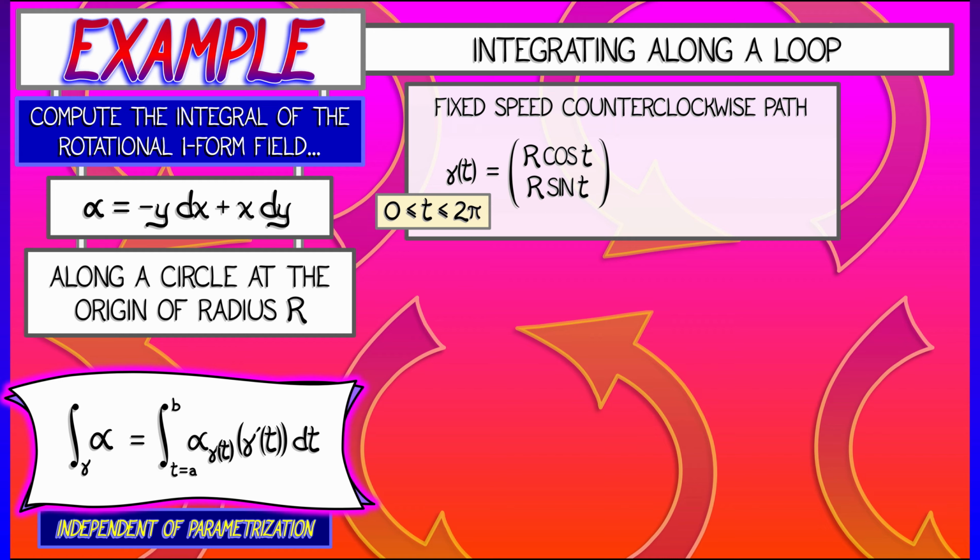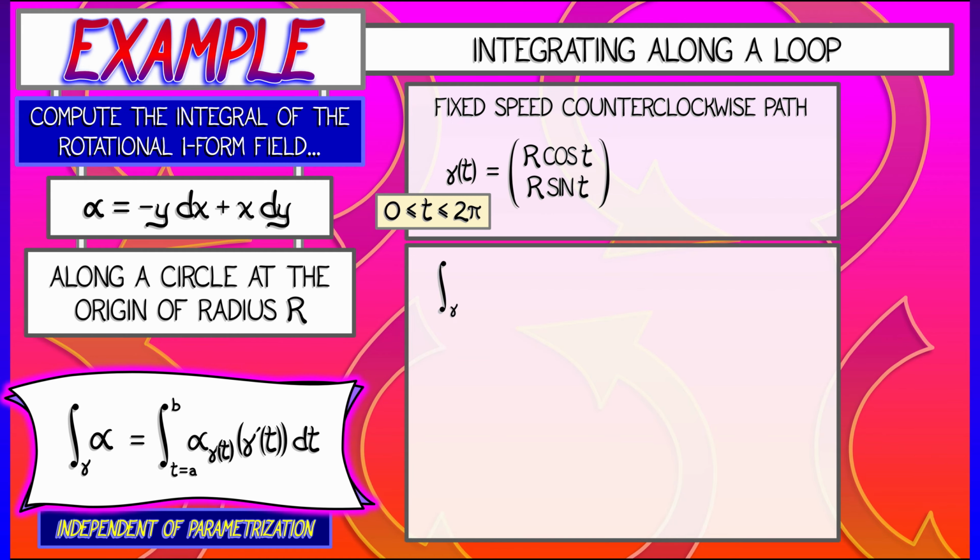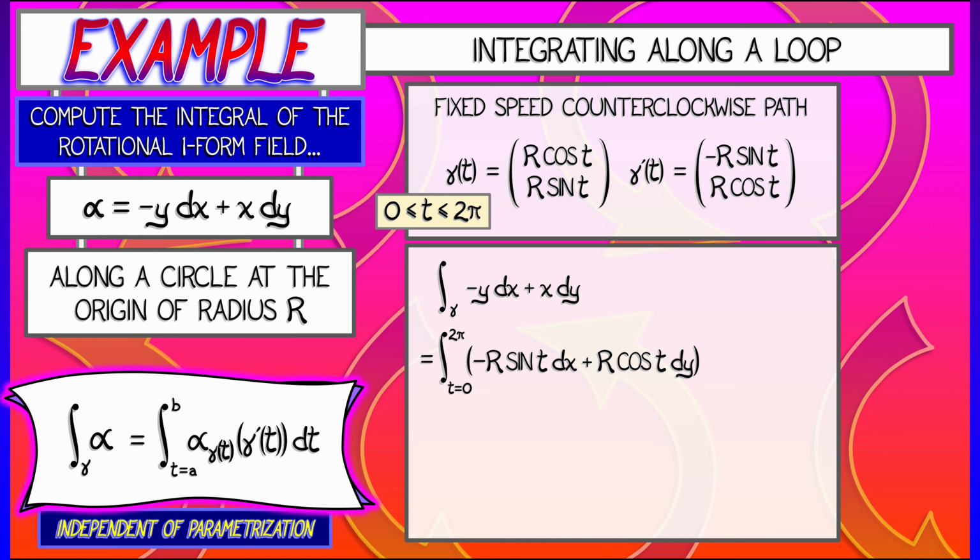Now, what do we need to do? We need to integrate minus y dx plus x dy. Our first step is substituting in r cosine t for x, r sine t for y. This gives us the integral of minus r sine t dx plus r cosine t dy. Now, what do we feed to that one-form field? We have to feed it the derivative of gamma. That is the vector (minus r sine t, r cosine t). When I feed that in, the dx sees that, pulls out a minus r sine t. The dy sees that, pulls out an r cosine t.